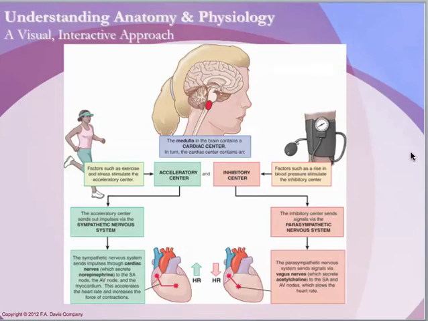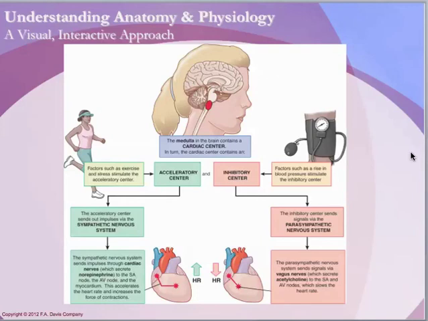The inhibitory center does the opposite, really. Factors such as a rise in blood pressure stimulate the inhibitory center. The inhibitory center sends signals to the parasympathetic nervous system, the rest and digest system. This sends signals through the vagus nerve to the SA node and the AV node, and that slows the heart rate.